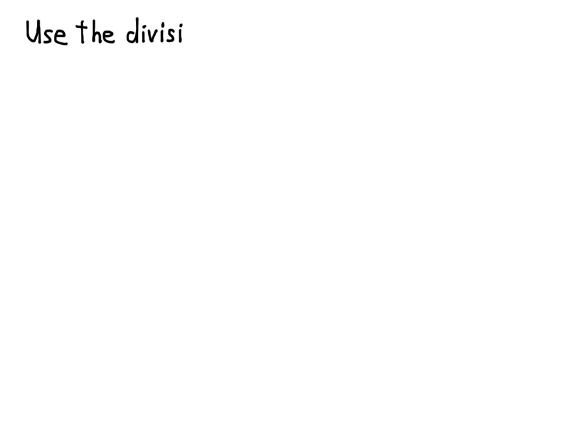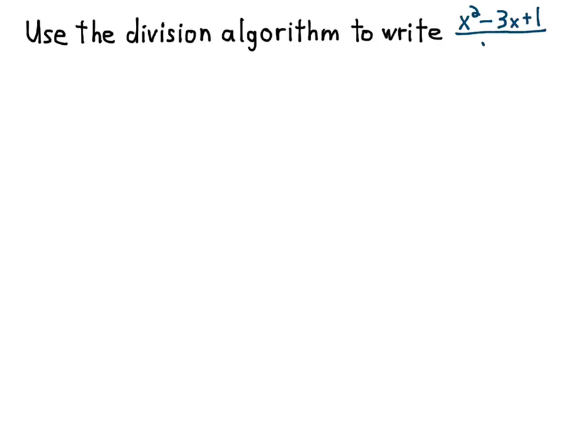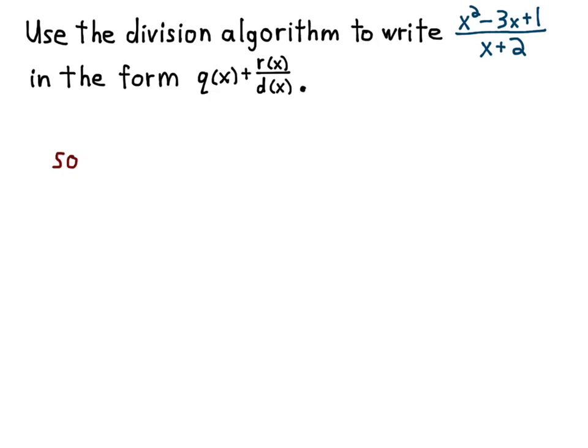So this is an example using the division algorithm to write this expression, x squared minus 3x plus 1 over x plus 2, in the form q(x) plus r(x) over d(x). So first I write it in long division form, so that's x squared minus 3x plus 1 divided by x plus 2. The dividend is the x squared minus 3x plus 1, and the divisor is x plus 2.